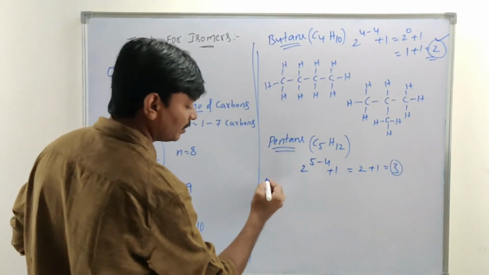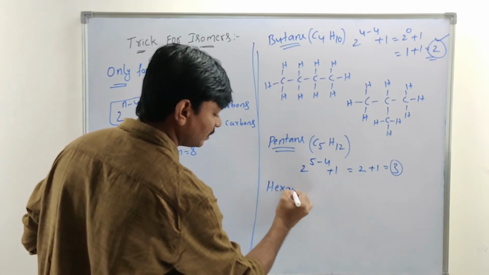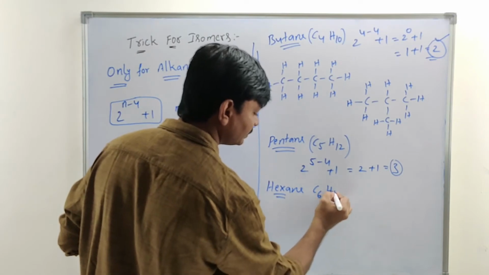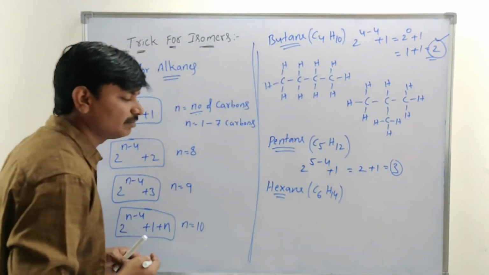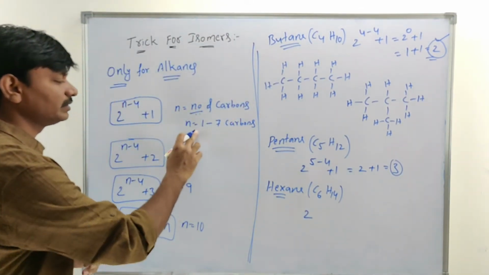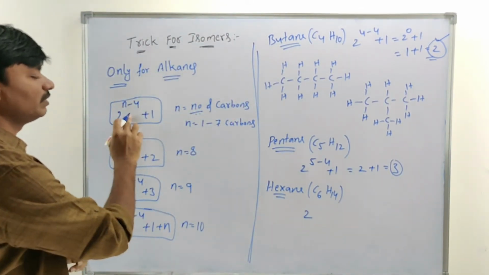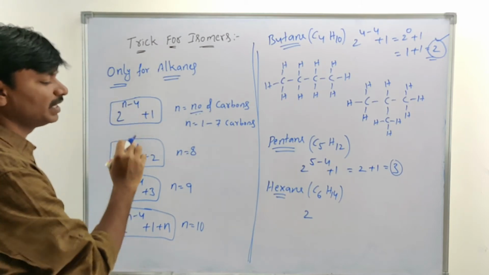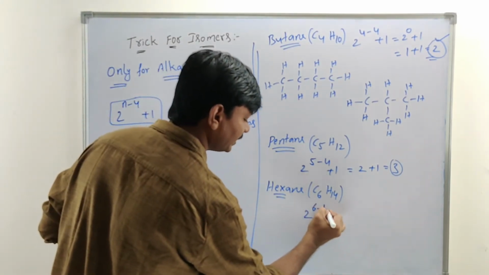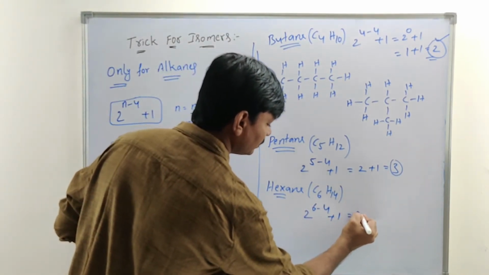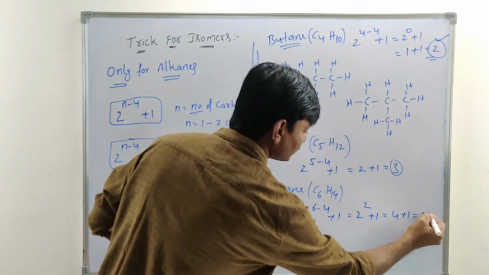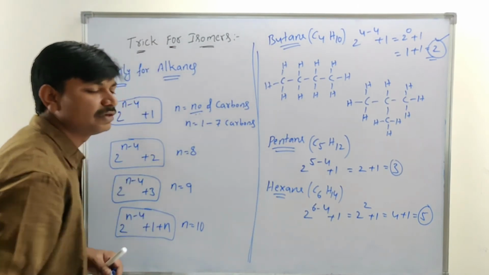Next, similarly, hexane. Hexane means C6H14. Here the number of carbons equals 6, so n equals 6. The formula will be 2 power of n minus 4 plus 1. Here n equals 6, so 2 power of 6 minus 4 plus 1, that equals 2 power of 2 plus 1, which is 4 plus 1. Total isomers for hexane equal 5.